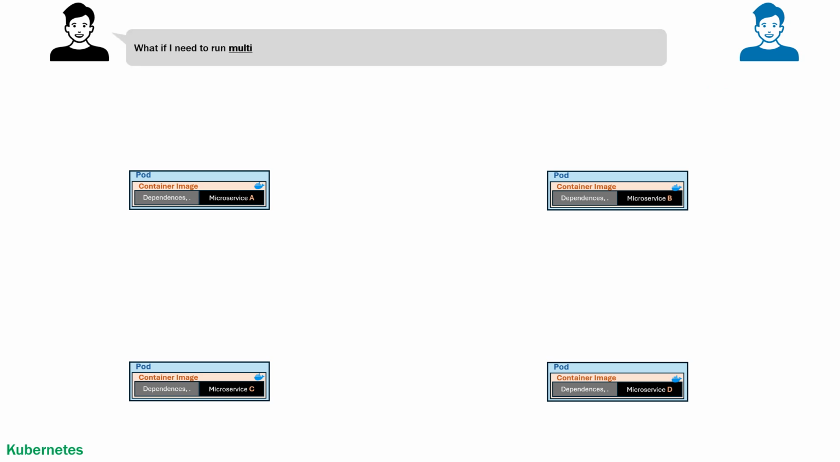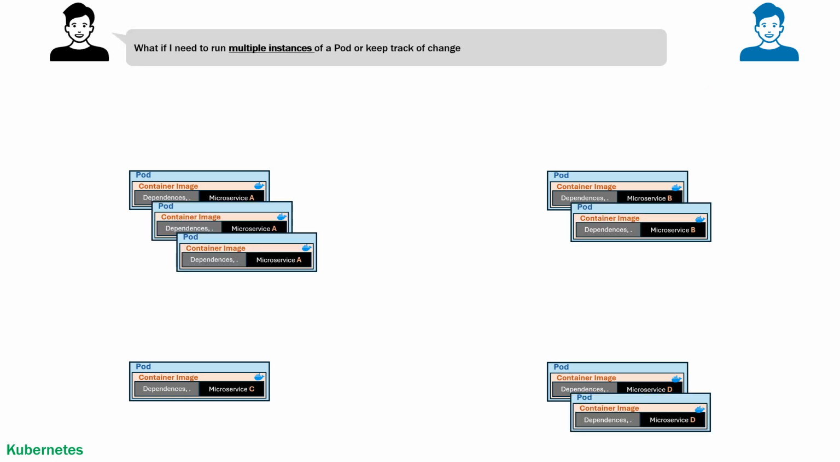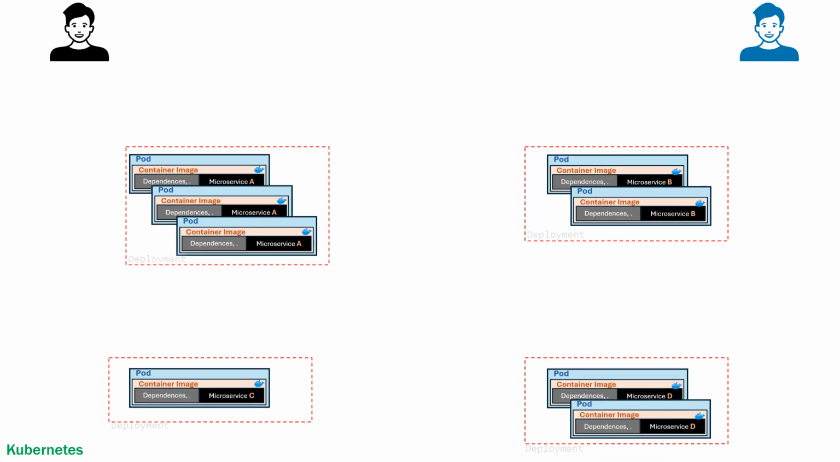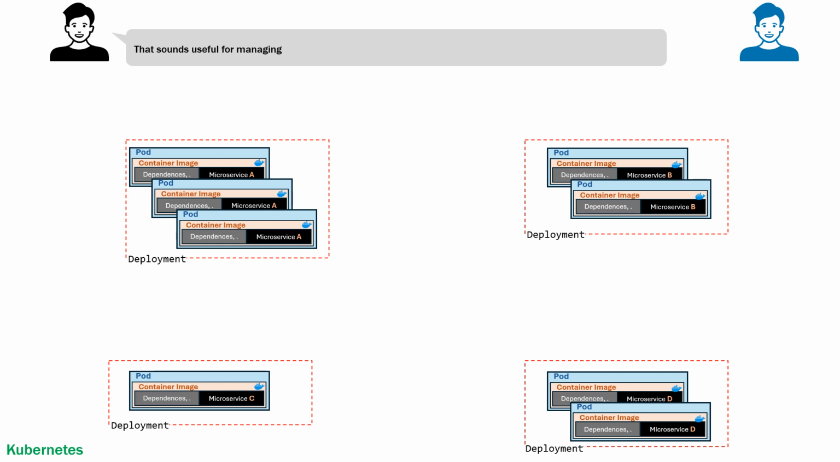What if I need to run multiple instances of a pod or keep track of changes? Kubernetes enables you to create a component called deployment that manages your pods, including setting parameters like the desired number of replicas for easy scaling. That sounds useful for managing replicas. How does networking work between pods?